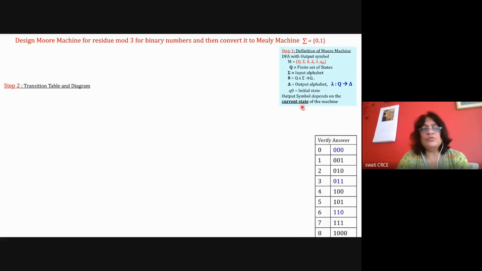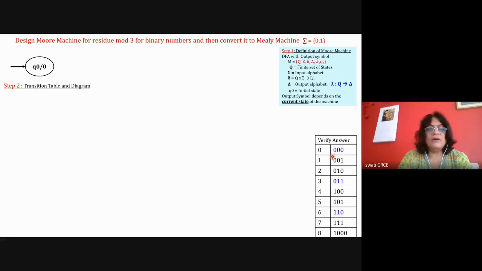Okay. Now to solve the problem, you take a list of numbers. So I'm writing decimal numbers 0 to 8 and the corresponding binary numbers 000, 001. Okay, and the blue color numbers are divisible by 3. So 000 is divisible by 3 and you should get some output symbol, and with 011 you should also get some output symbol.